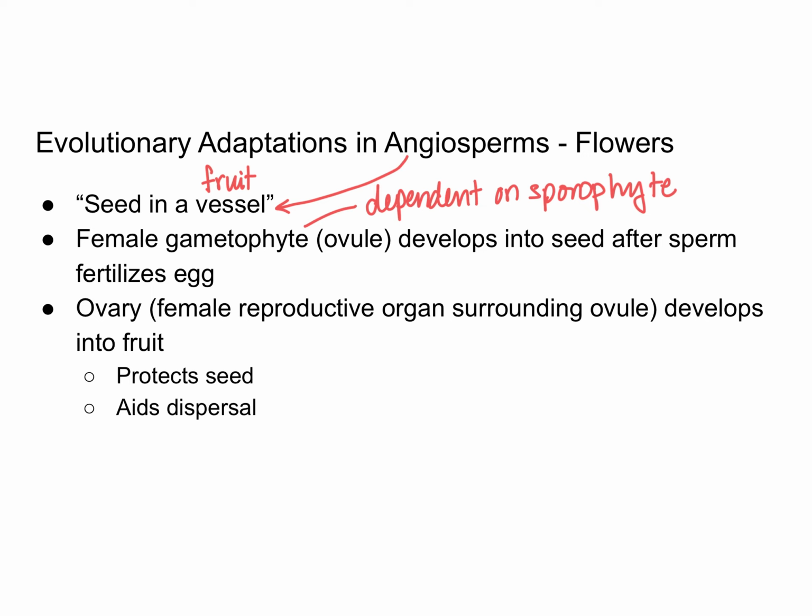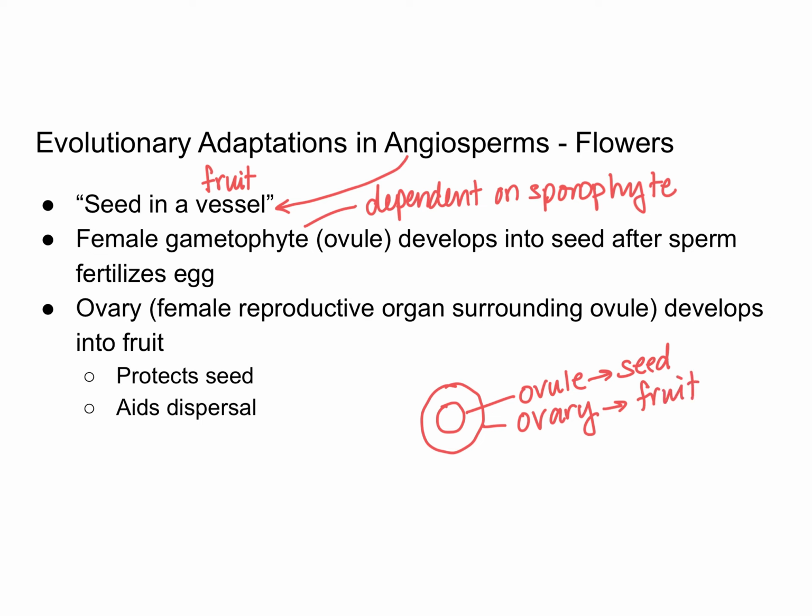Now, the female gametophyte is called an ovule, and it develops into a seed after the sperm fertilizes the egg. We're going to talk more about the details of this on some other slides and videos. The ovary surrounds the ovule. When that ovule turns into a seed, the ovary is ultimately going to turn into fruit.